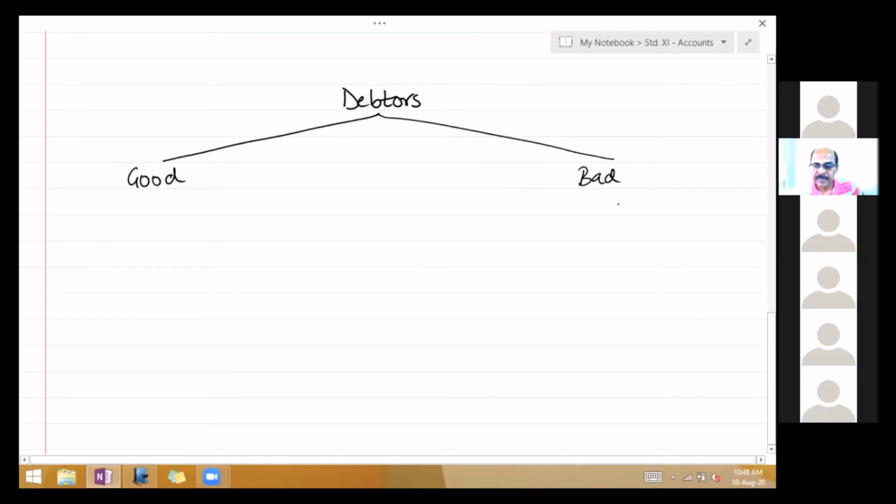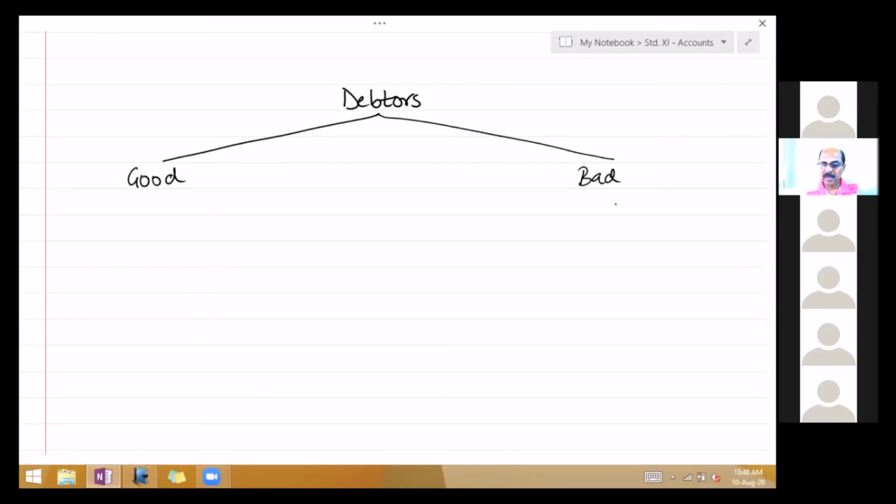So suppose you had sold goods of 5,000 to Mr. X and Mr. X has become bankrupt, insolvent. Use the word either bankrupt or insolvent. He's become insolvent. He cannot pay money. So that money you're going to lose. Your 5,000 is gone. 5,000 will be called bad debts. Your debt has gone bad. Okay. And the person is a bad debtor because he will not pay.